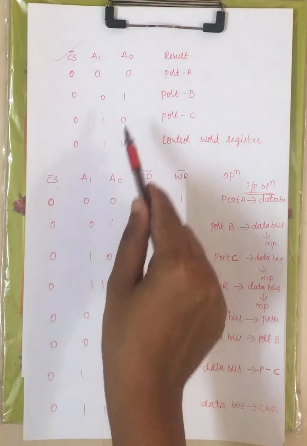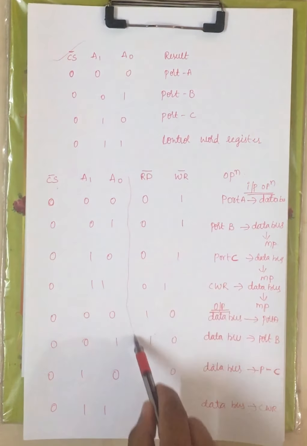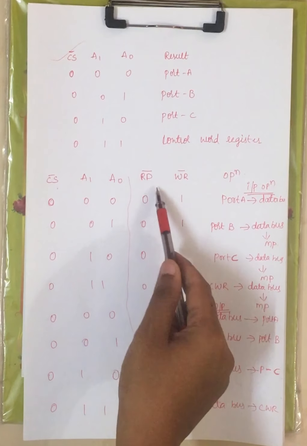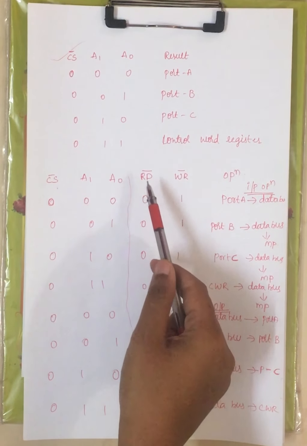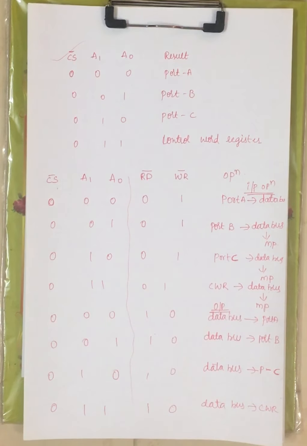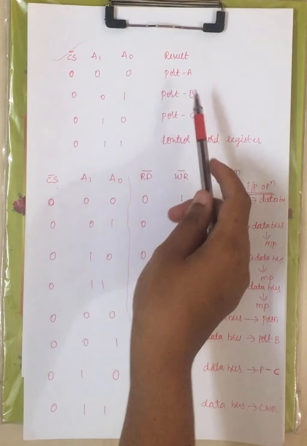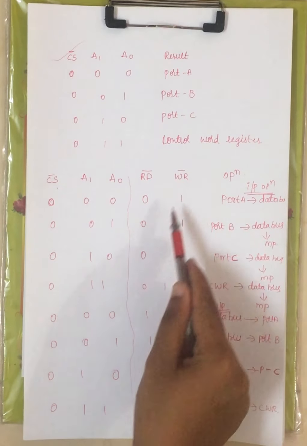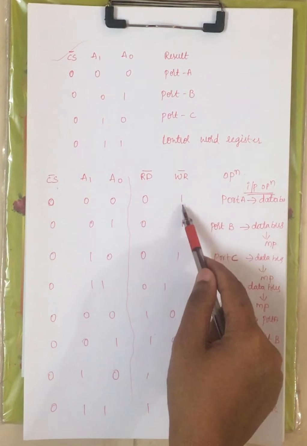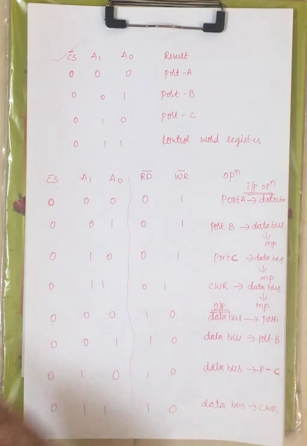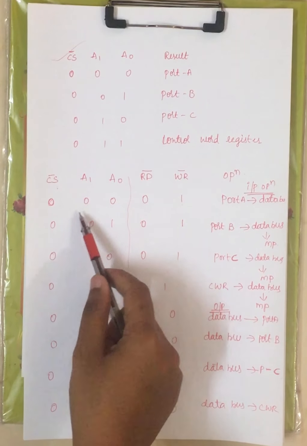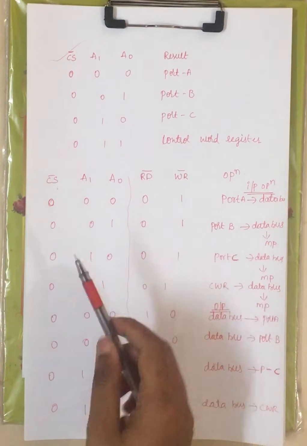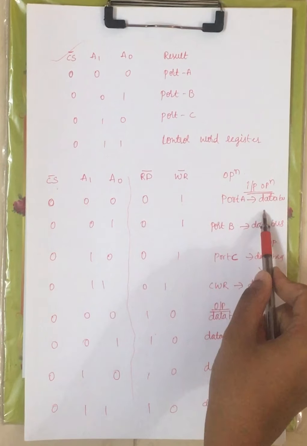Now the same, these 3 pins I have represented again here. Along with this I have represented 2 more control signals, that is the read signal and the write signal, right? Now for 000, which port is selected? Port A. Now the read signal is 0, the write signal is 1, right? Now it can't write the data because it is logic 1, it can read the data, right? It can read the data from port A. The microprocessor will read the data from port A.